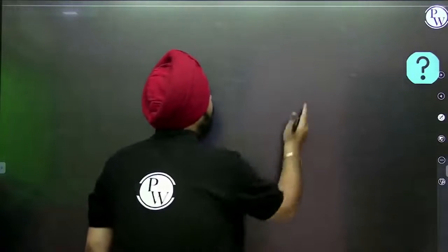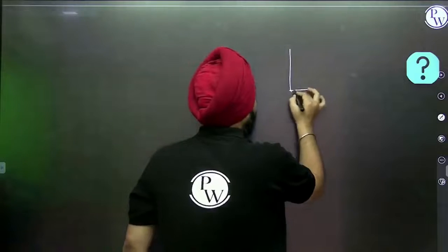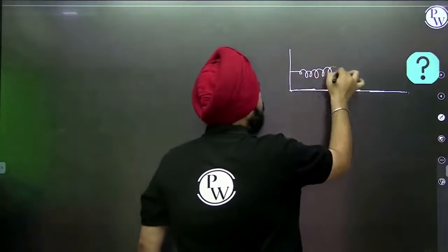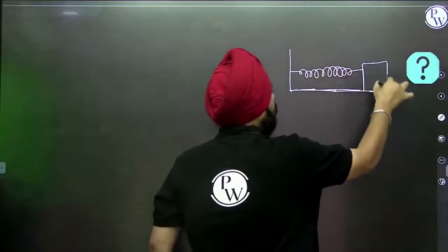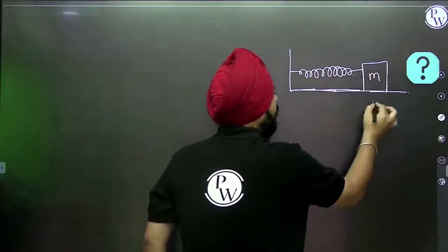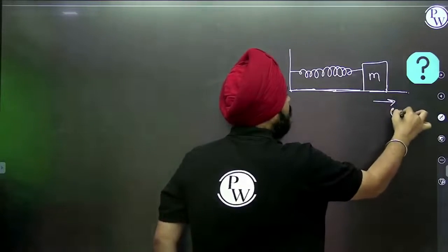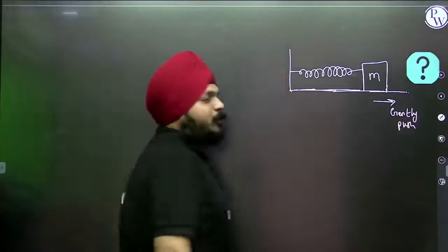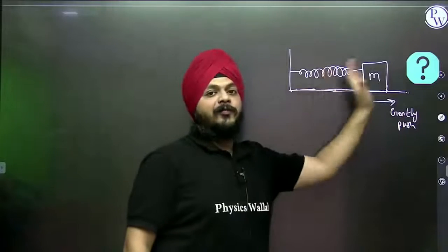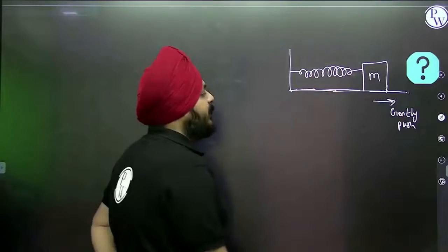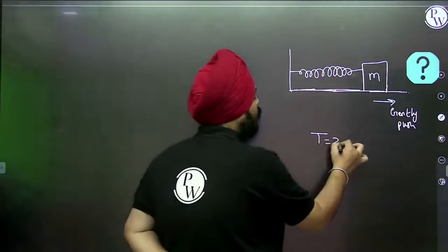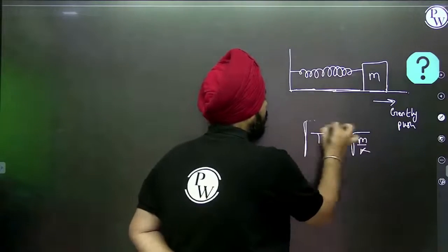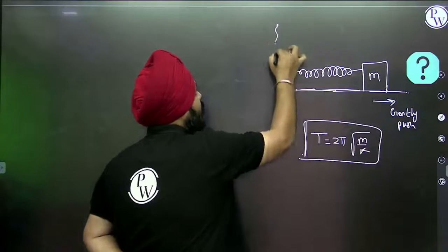Like suppose this is a spring, this is mass M. If a gentle push is given, then obviously it's going to start performing SHM. What will be its time period? T is equal to 2 pi under root of M by K, correct? This is the actual formula.